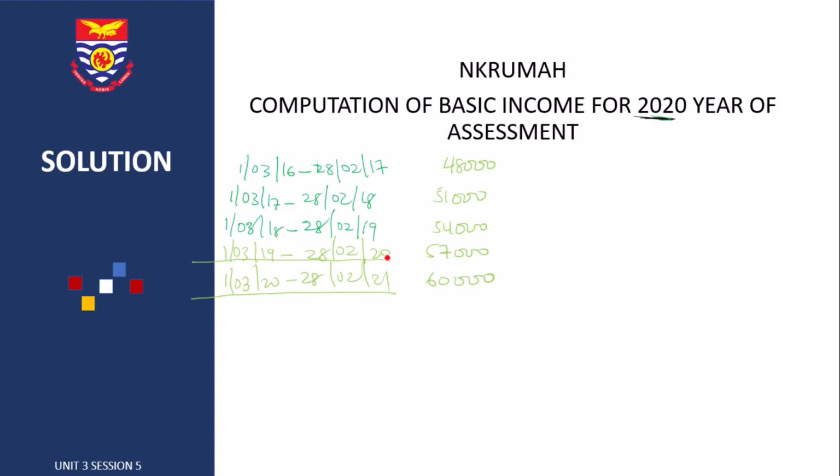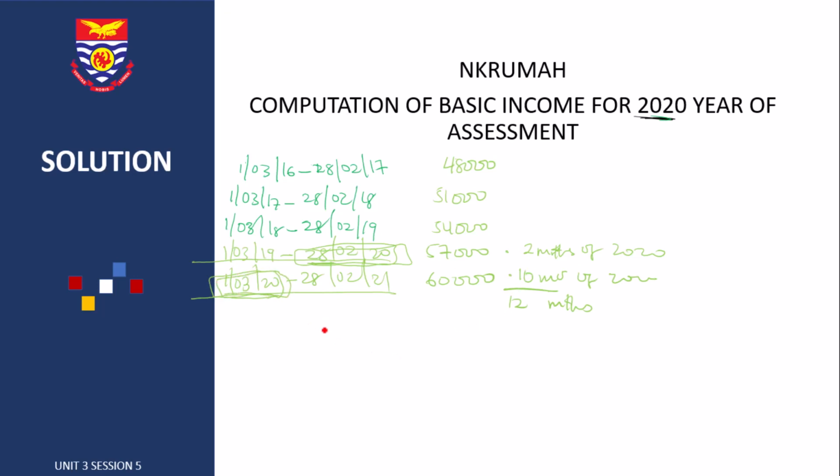Now let us look for the number of months here for 2020 and here as well. So here we have 2 months of 2020 and here we have 10 months of 2020. So here gives us 12 months. In a year we have 12 months. 2 months here because we only have January and February here. But from here, we have from March to December.